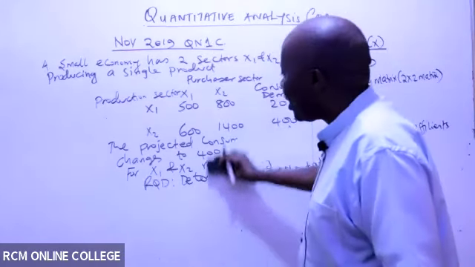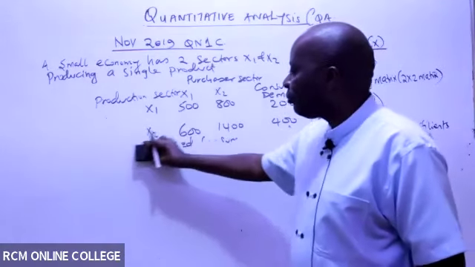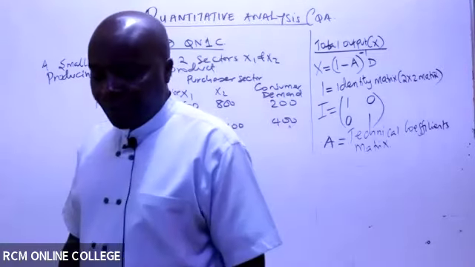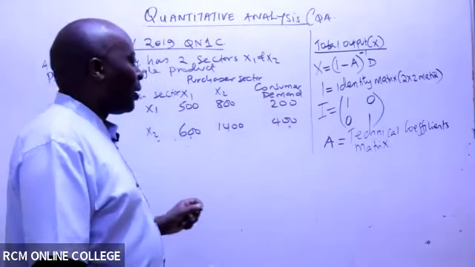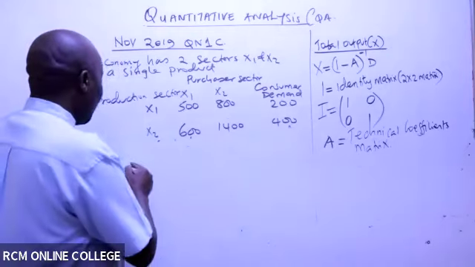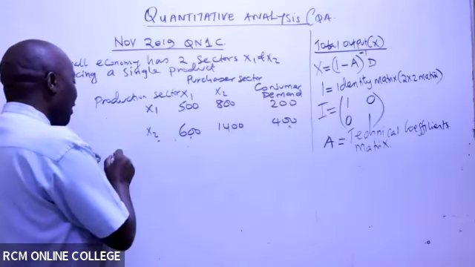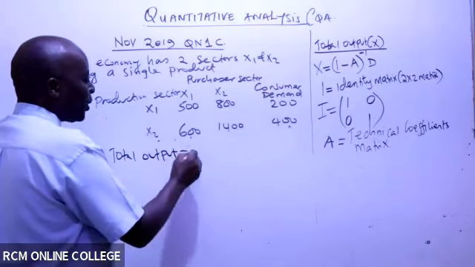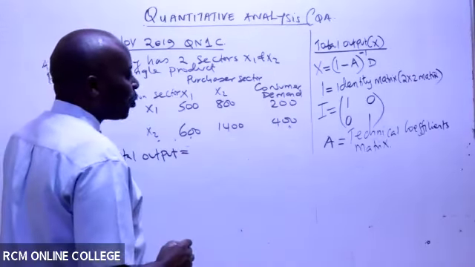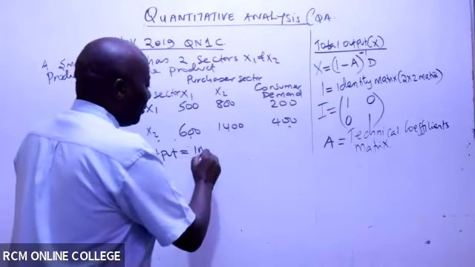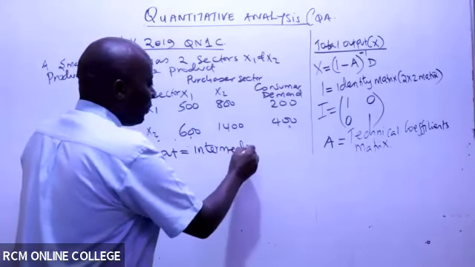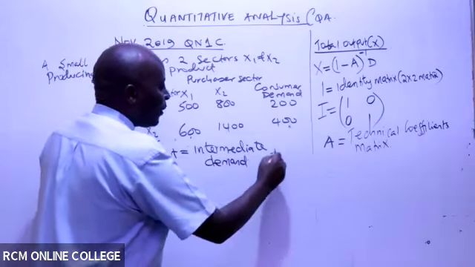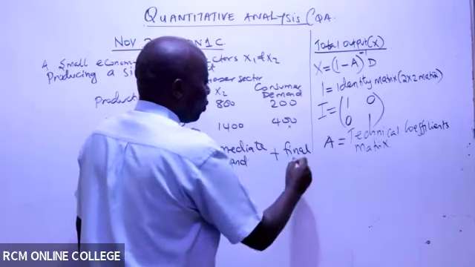To be able to get this technical coefficients matrix, there are some fundamental assumptions. The first assumption is this one here. We know that for any model to work, our total output should be equal to the intermediate demand plus final demand. So remember, we have two types of demands.